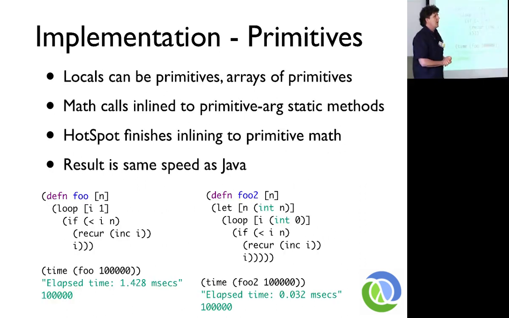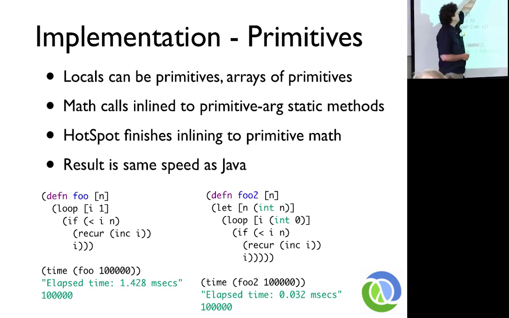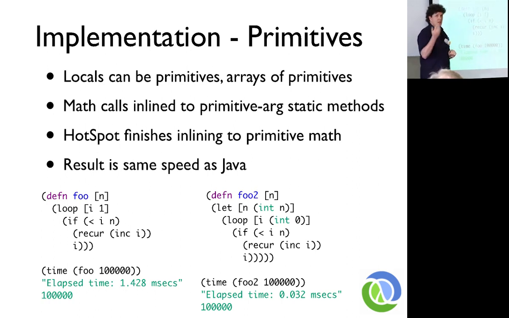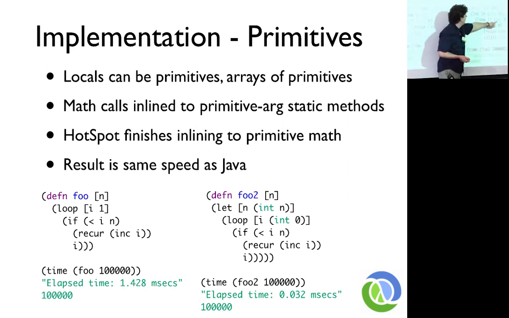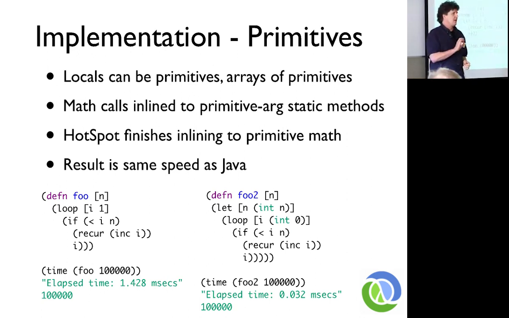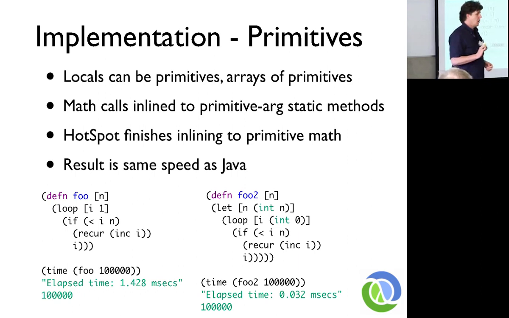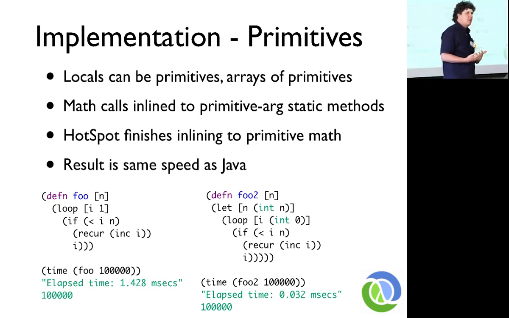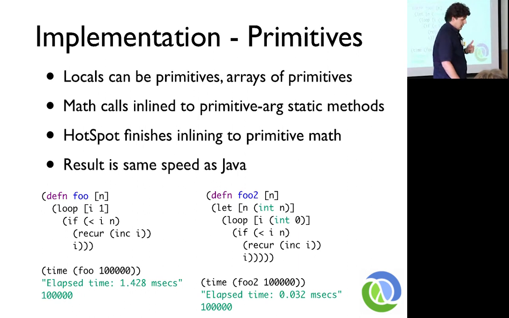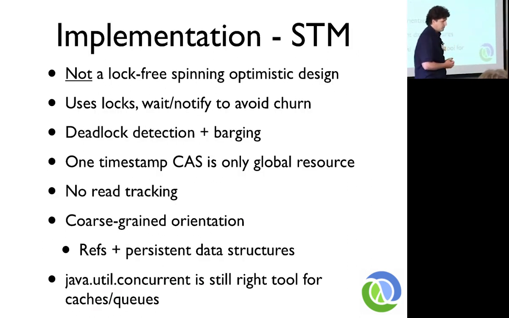I do support locals that are primitives. So I make them into primitives. Then I inline the math calls to static methods. As James said before, that's as far as you need to go. I make a static method call, HotSpot turns it into primitive math. This is the code in Clojure. This is the speed. It's actually really pretty good. But you say int, and boom. That's exactly the same amount of time it takes Java. It's exactly the same bytecode after HotSpot's finished. So in your inner loops, if you need to do fast math, I support primitives and arrays of primitives. It's exactly the same speed as Java.